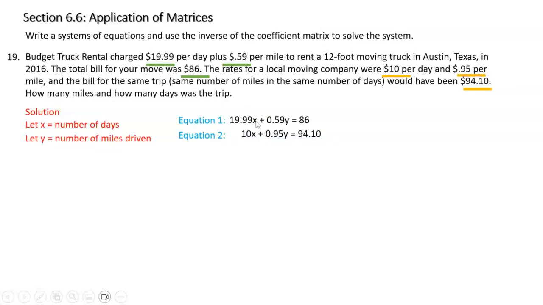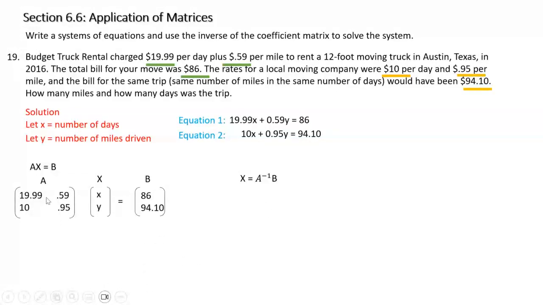You can solve this by the addition method or by the matrix form, but here's another way to solve it. It's going to be AX equals B. My A is 19.99, 0.59, 10, and 0.95. My X is just X and Y. My B is 86 and 94.10. Now we get the inverse of A, so X equals the inverse of A times B.